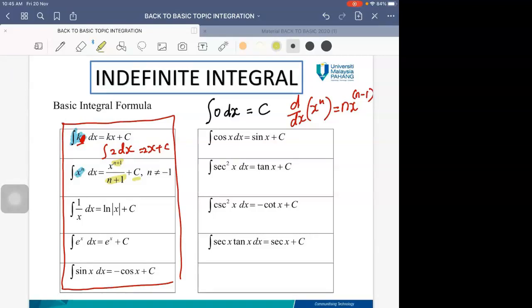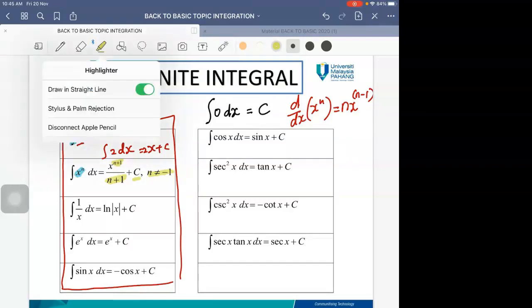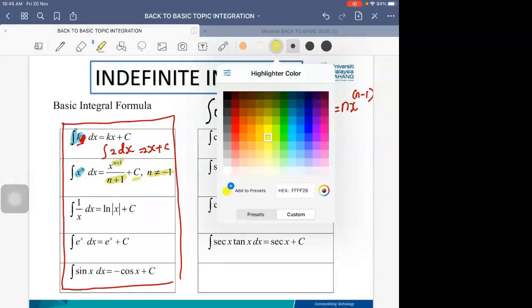If you do not write plus constant, your solution is not accurate. But if you have limits, then you insert the limits; we will look at that later. We have a note here where n is not equal to -1, because for n equal to -1 we have a very special integration which belongs to ln.